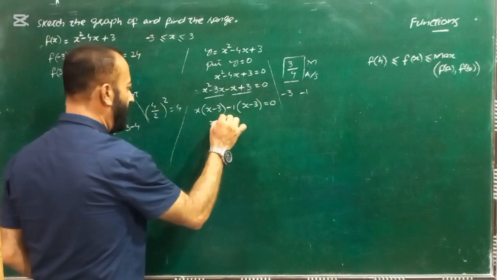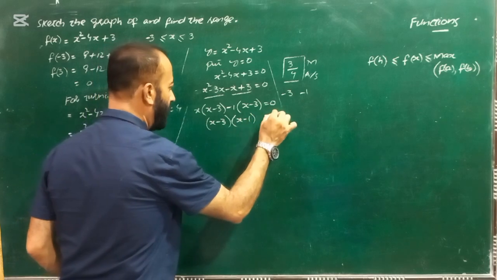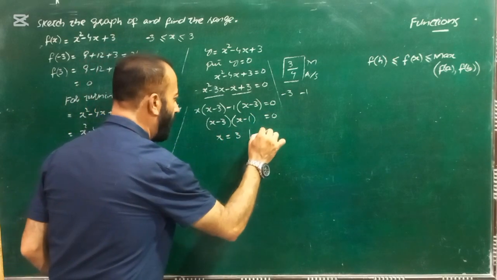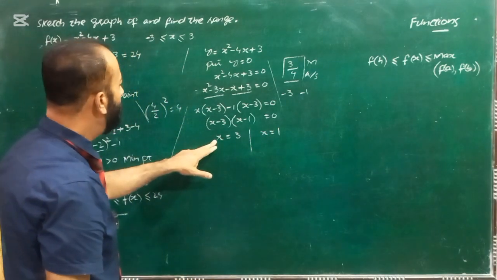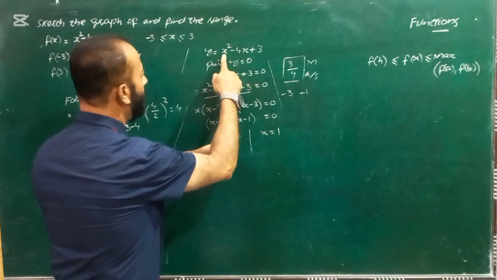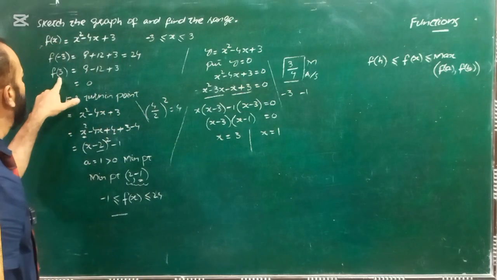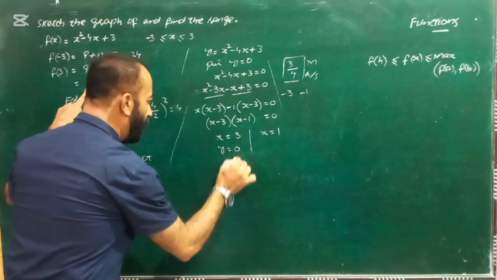From here you can see the same bracket written once. The values outside the bracket will be written in the second bracket. From here x is equal to 3 or x is equal to 1. Okay, when you put 3 into this, 3 3s are 9 plus 3. So here is 3, the answer is 0. So it means y is equal to 0.